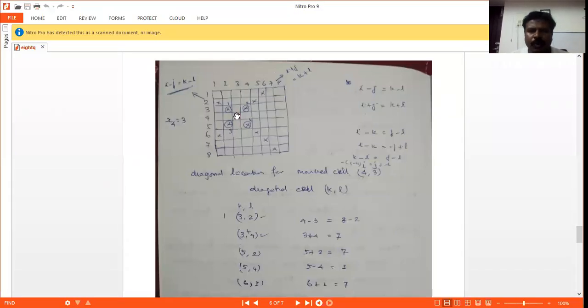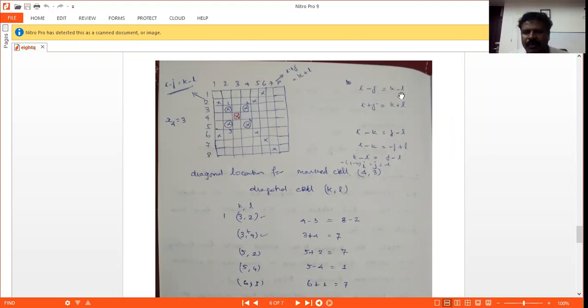Then for the upward diagonal, we have another formula. We have 4 plus 3 is 7, 5 plus 2 is 7, 6 plus 1 is 7, and 3 plus 4 is 7. Then 2 plus 5 is 7. So this is another formula for upward diagonals. So for downward diagonals and upward diagonals, we have two formulas.